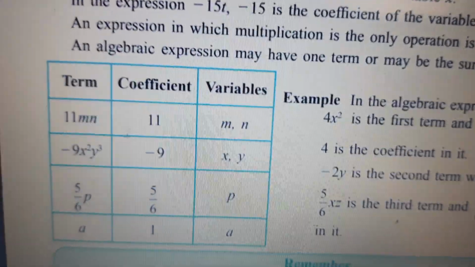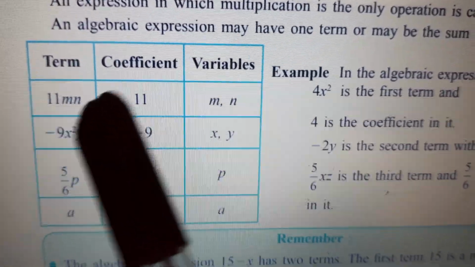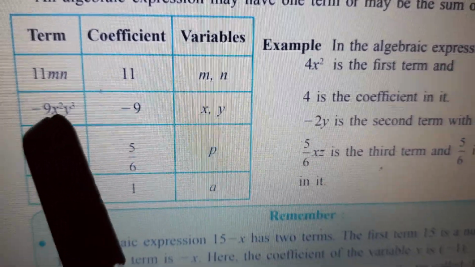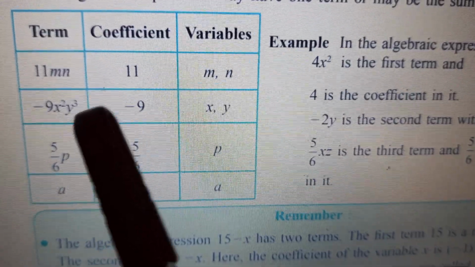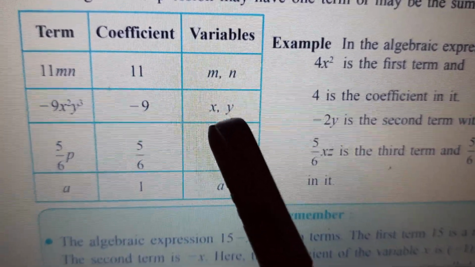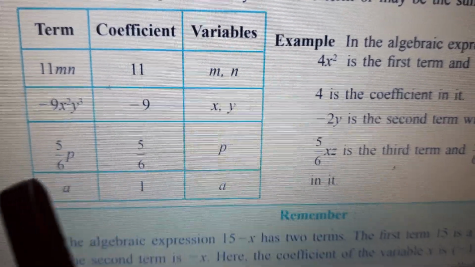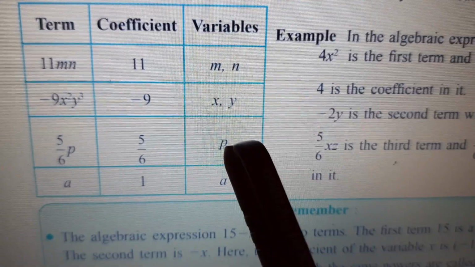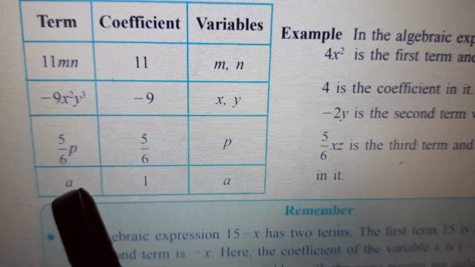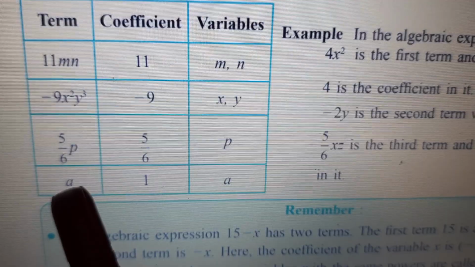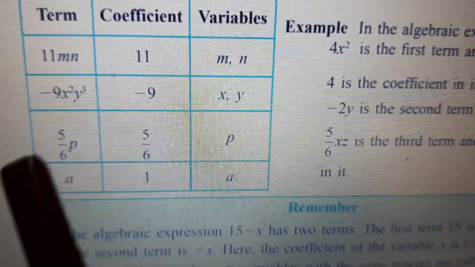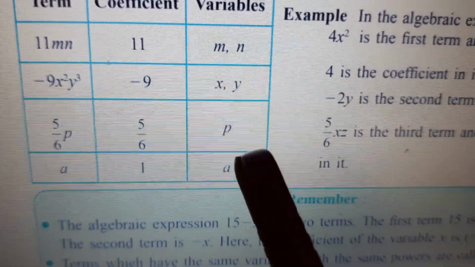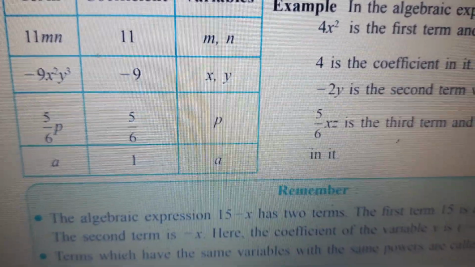Look at this table. First one, 11mn. Coefficient is 11, variable is m and n. Minus 9x square y cube: minus 9 is the coefficient, x, y are the variables. 5 upon 6p: 5 upon 6 is the coefficient and p is the variable. A, just A, it is one term, monomial. So the coefficient is 1. There is nothing written, and you know when there is nothing, that means it is 1. And what is the variable? A. So hope this is understood, children.